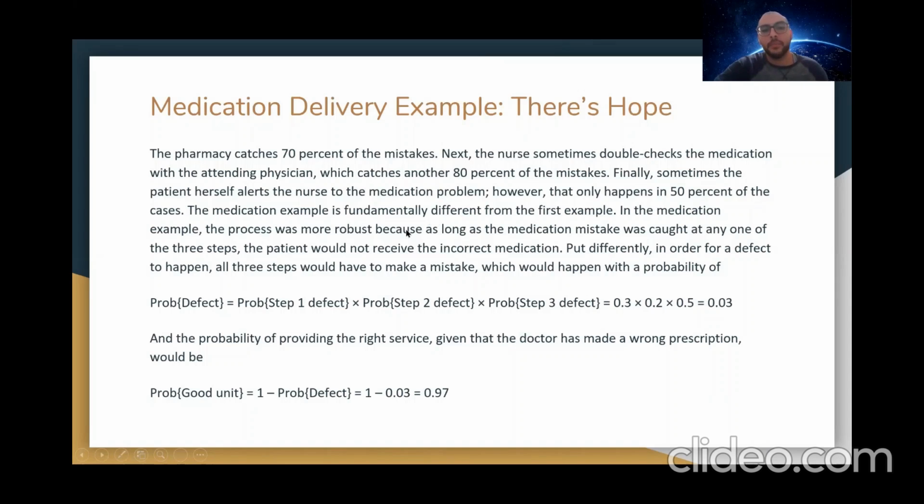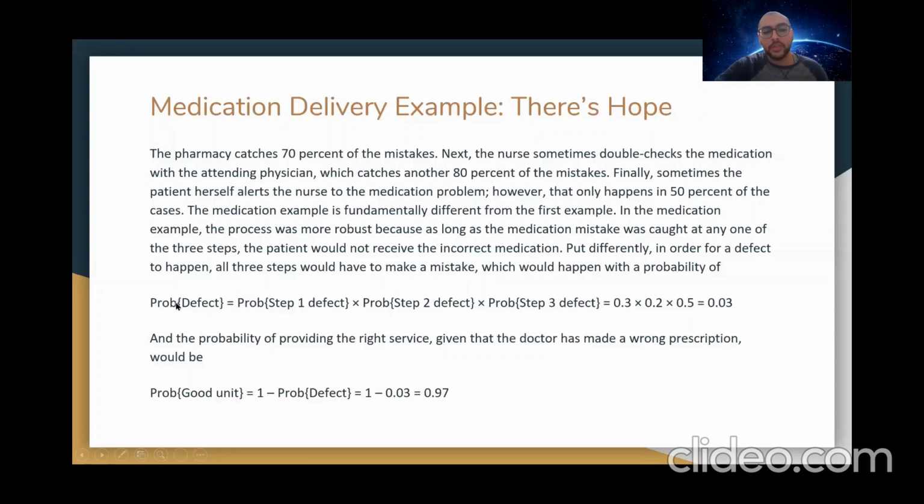The medication example is fundamentally different from the first example. In the medication example, the process was more robust because as long as the medication mistake was caught at any of the 3 steps, the patient would not receive the incorrect medication. Put differently, in order for a defect to happen, all 3 steps would have to make the mistake, which would happen with a probability of, and now we have the formula for probability defect.